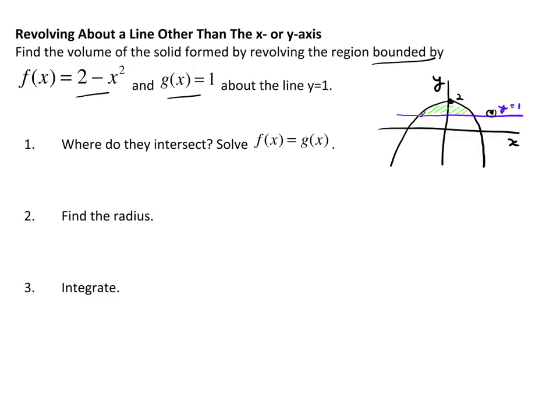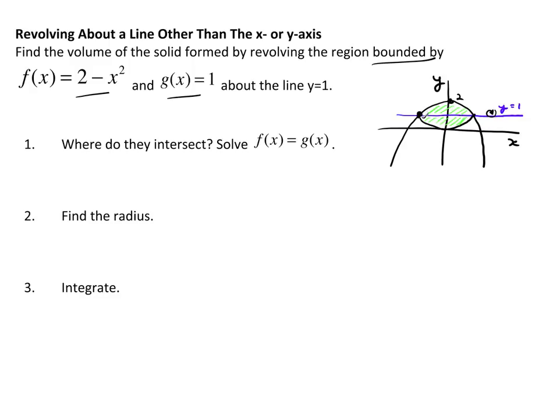When I do, this is what I'm going to get. And the volume I'm looking for, this is now a solid. It's not between two curves. If you look this way, it's going to look like a football. So the object of the game is going to be to figure out what the volume of that football looking thing actually is. So the first thing I need to do is figure out where these guys intersect.